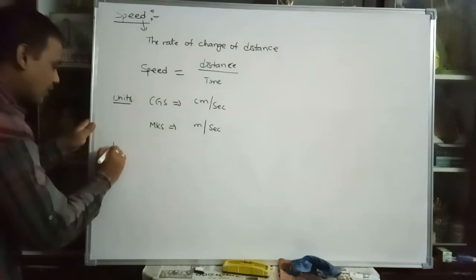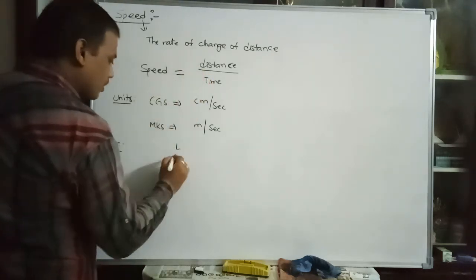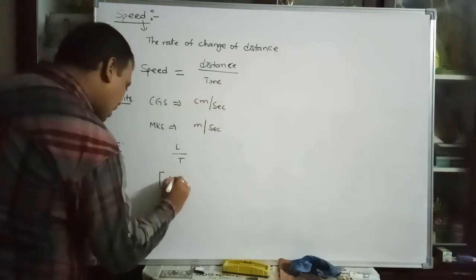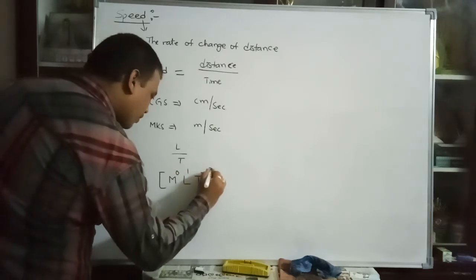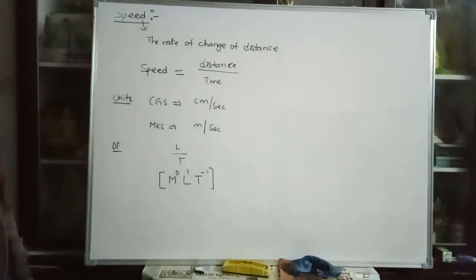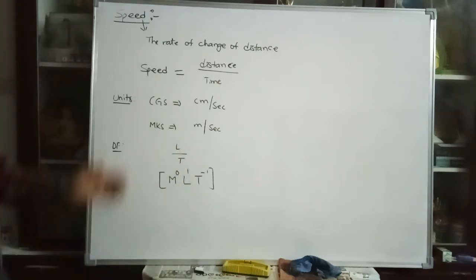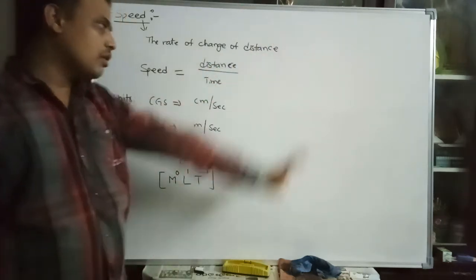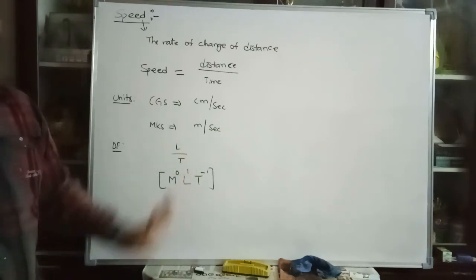So, the dimensional formula. The distance dimensional formula is L divided by the time dimensional formula T. So the dimensional formula can be written as: mass is not there, M power 0, length is there, L power 1, time is there, T power minus 1. So the speed dimensional formula is M^0 L^1 T^-1. This is the basic definition of speed: the rate of change of distance is called speed. Dimensional formula is M^0 L^1 T^-1.